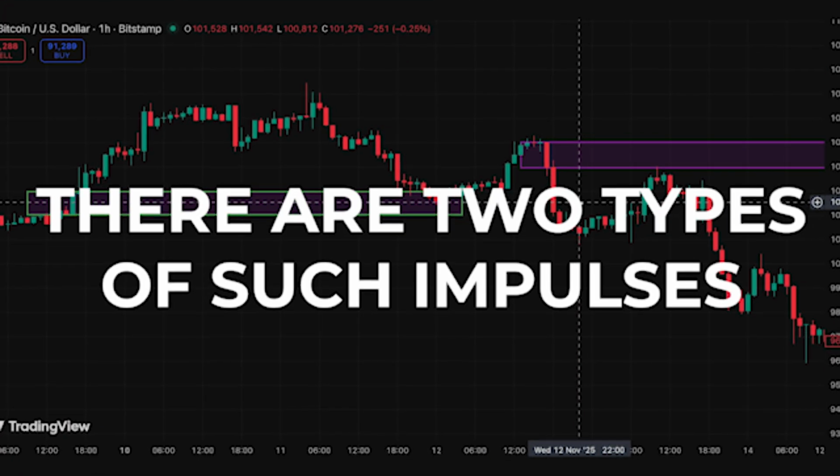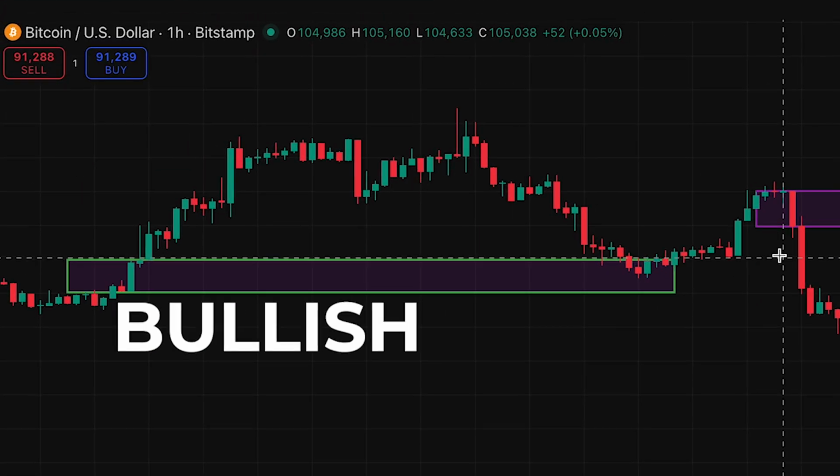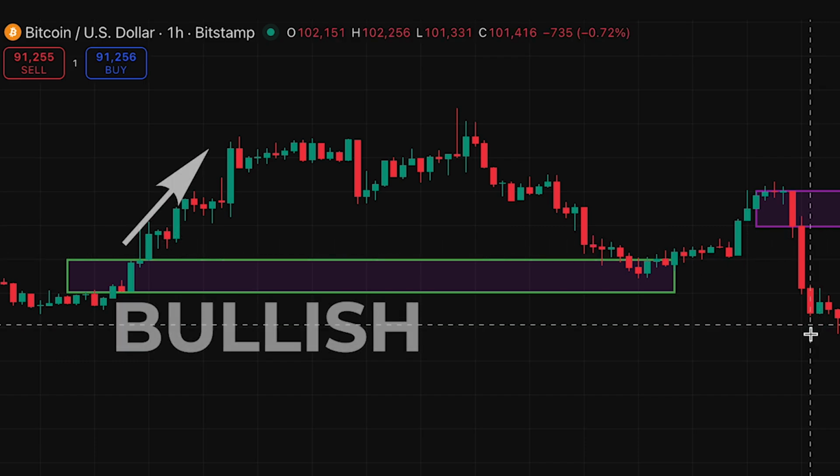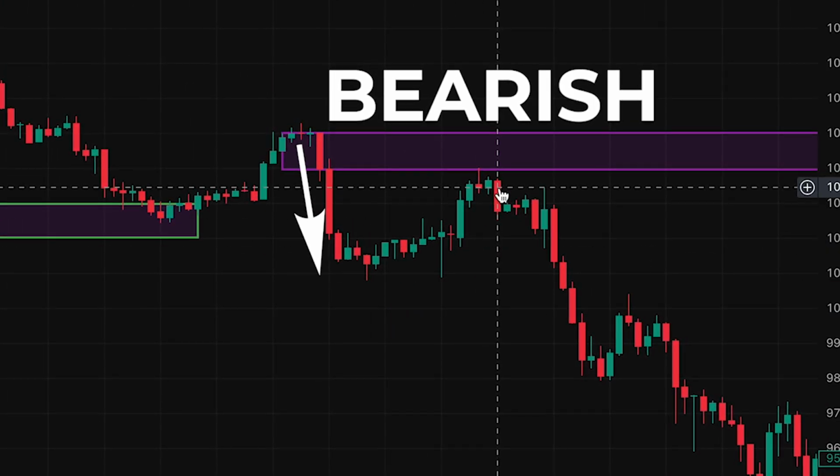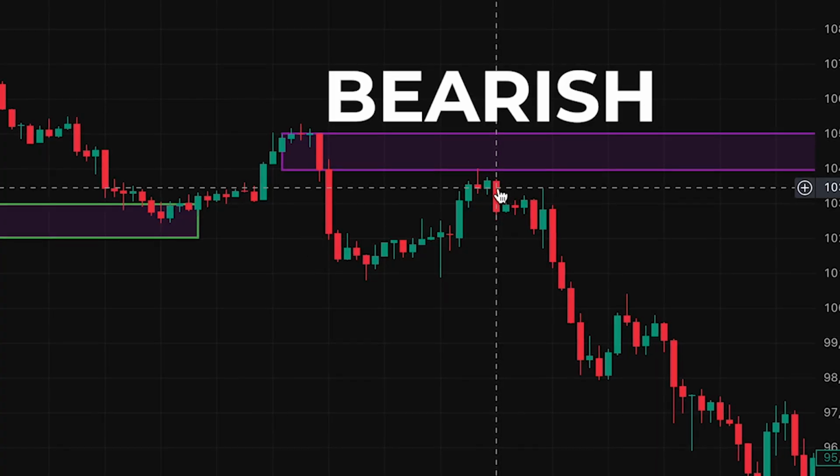There are two types of such impulses. The first is bullish, formed when big players are buying massively. The second is bearish, when they are actively selling. When you see where a strong impulse originated, you understand where the big money acted.